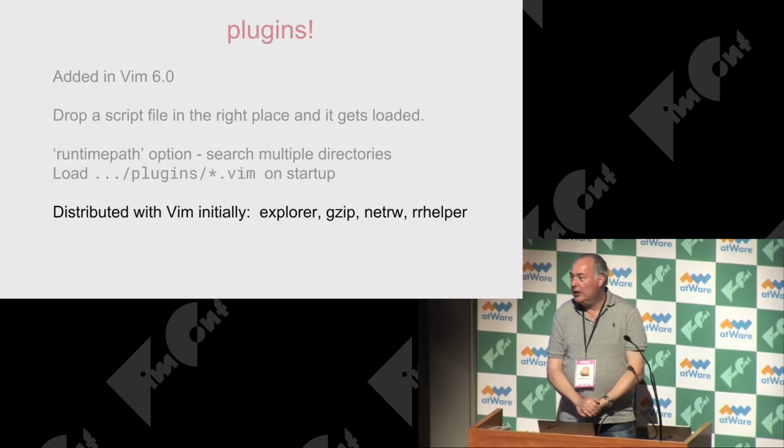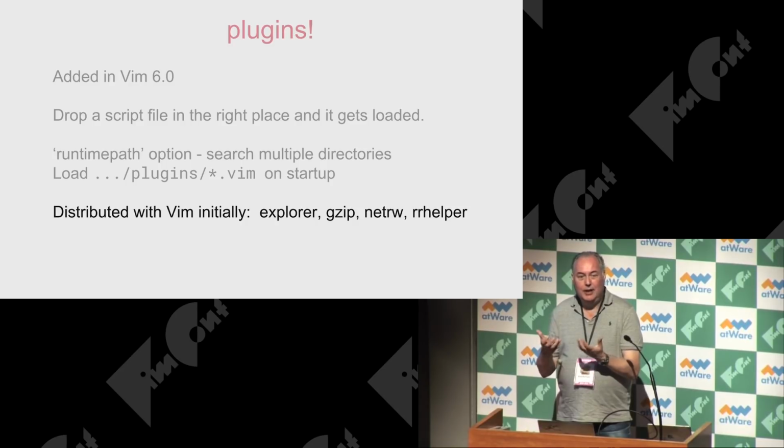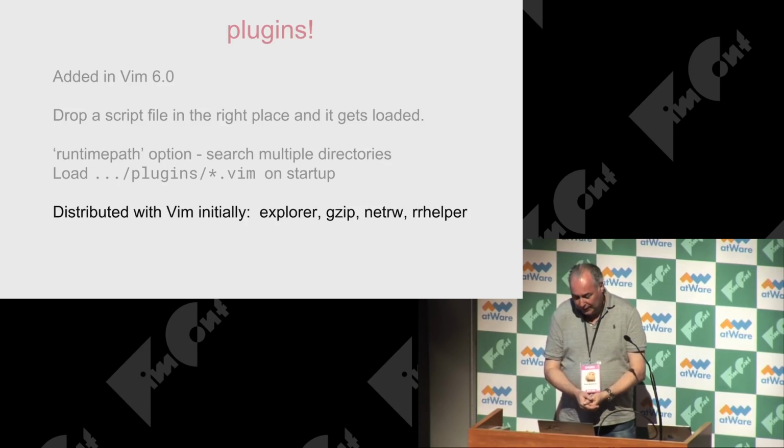A few plugins were distributed with Vim. The netrw plugin is one of the most used ones. I use it myself, for example, if somebody sends a pull request, I can just edit the diff file and see it in Vim. So that's very convenient. You don't have to go to a browser to do that. The rrhelper and Explorer are both gone by now because they're taken over by something else. And the gzip plugin I actually wrote myself, so you can edit a zip file and a compressed file.